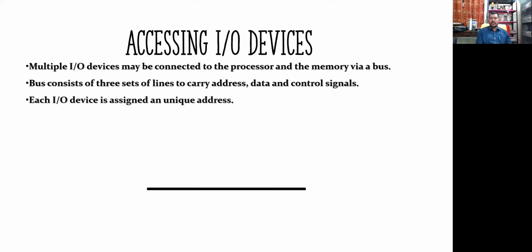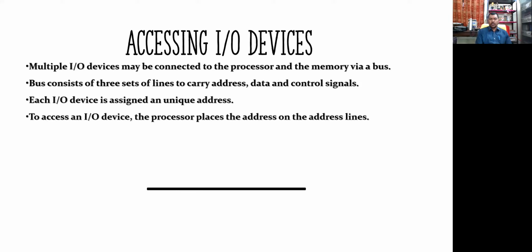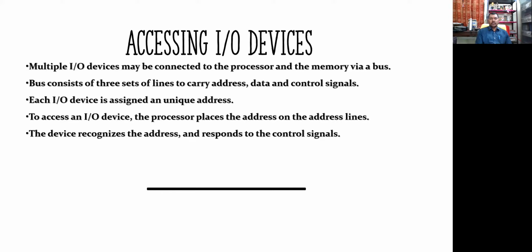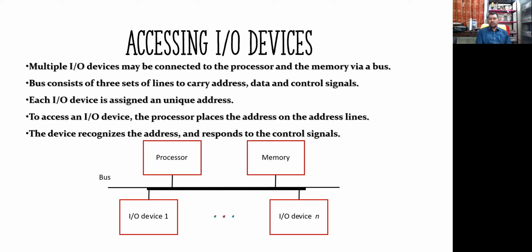Each input output device is assigned a unique address, a unique code. To access an input output device, the processor places the address on the address lines. The device recognizes the address and responds to the control signal. So this is a simple block diagram of it. In the lower portion, you are able to see n number of input output devices which are connected through a bus. This is the memory, which is connected to the processor through the bus only. So which device we are going to communicate with is controlled by this bus.